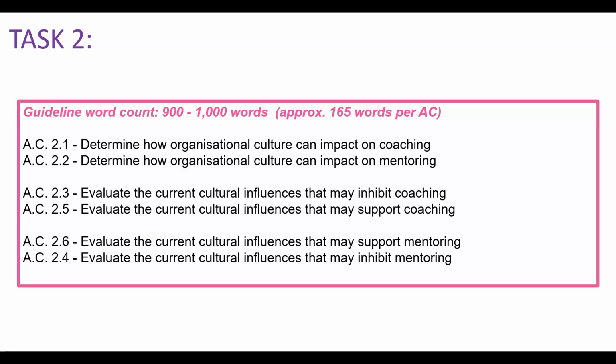And here you're looking to evaluate, so remember these command verbs. Evaluate is to look at both the pros and the cons, the things that support and that inhibit, and then draw a conclusion. Just make sure that you cover both of these in enough depth. So remember, if you're covering 2 assessment criteria together, you need to make sure the word count reflects that. So it would be double the 165, so 330 words approximately if you're covering both 2.3 and 2.5 together, for example.